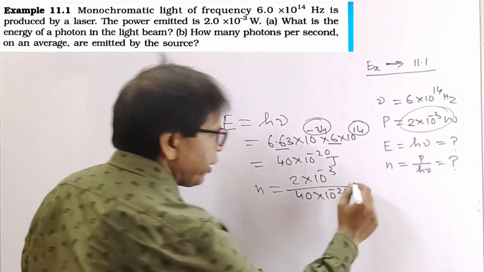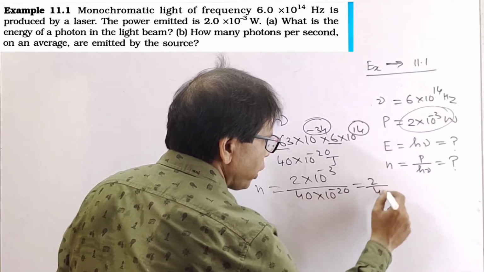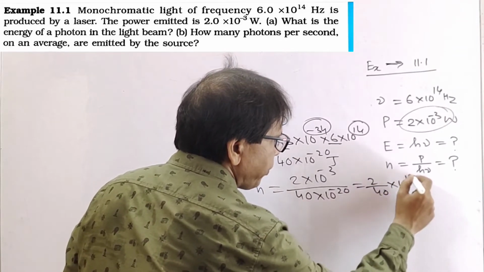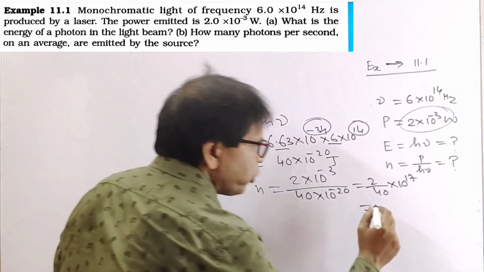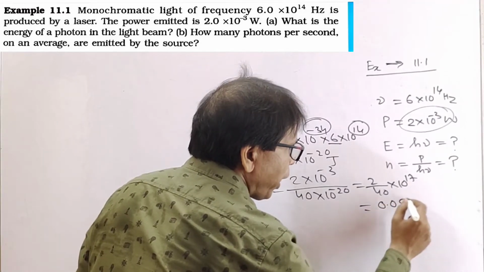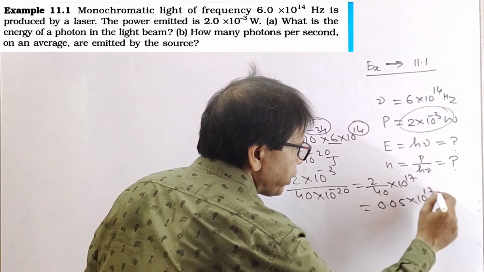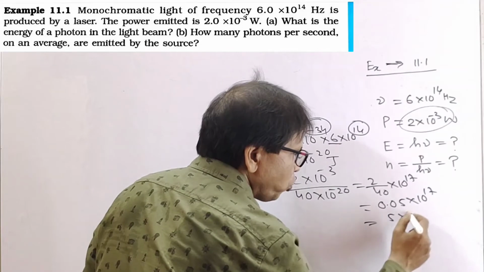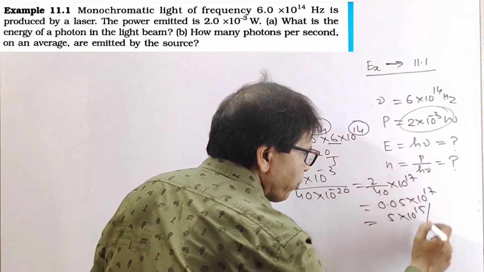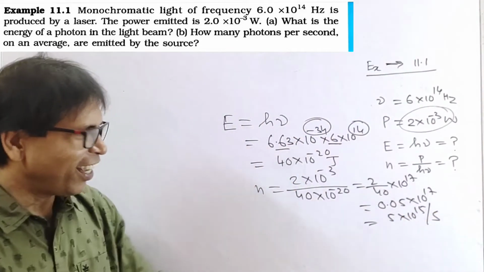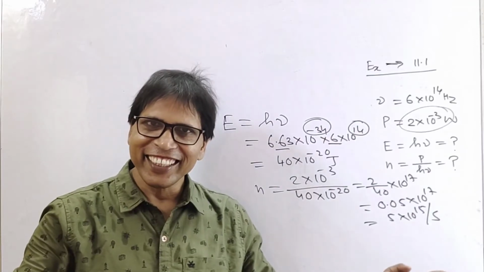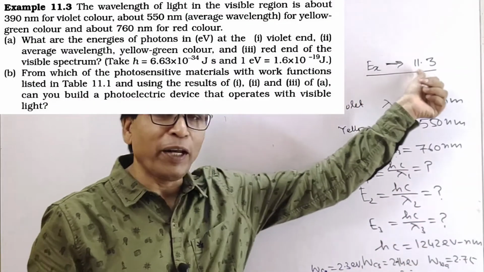So look at this, it is 2 by 40 into 10 to the power 17. So this is 0.05 into 10 to the power 17. So this is 5 into 10 to the power 15 per second. Okay, understood? Next, now example 11.3.